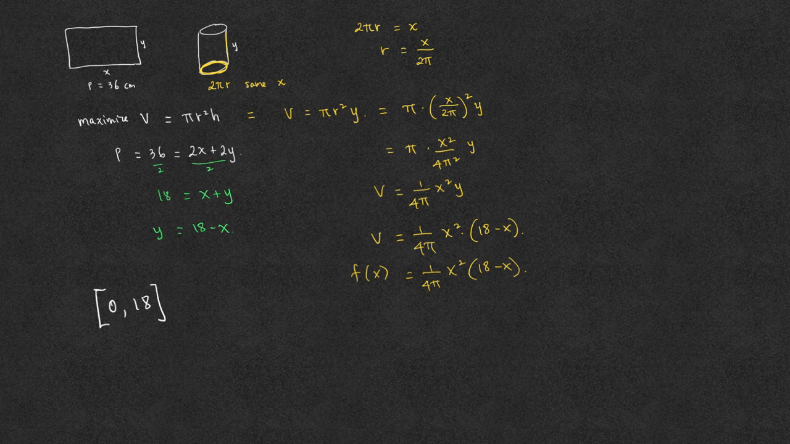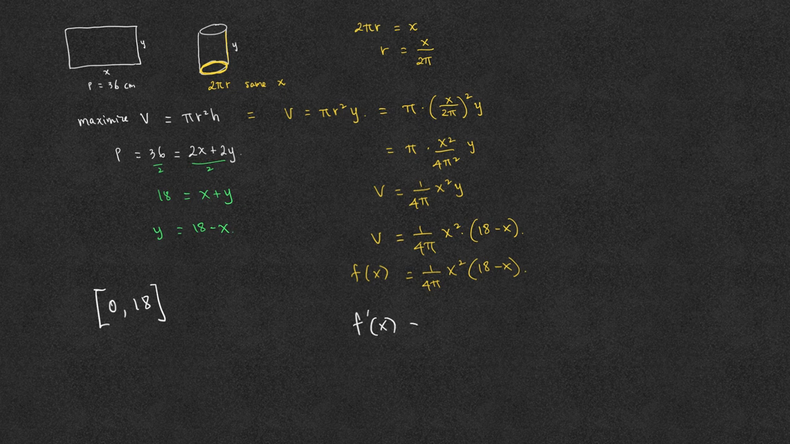So the question again reduces to finding the absolute maximum of the function f of x equals 1 over 4 pi times x squared times 18 minus x on a closed interval, and we are guaranteed to find such an absolute maximum at either critical points or endpoints. That is why we now find the critical points.